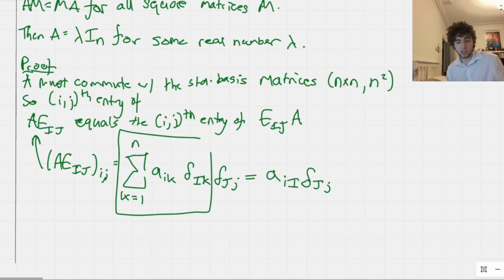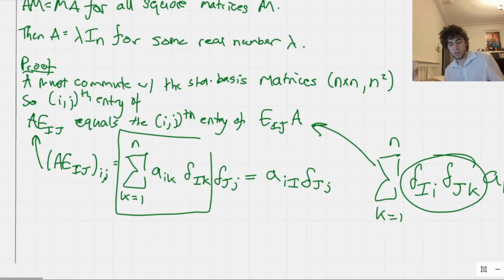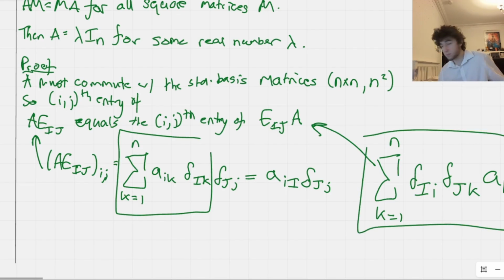Similarly, we can calculate the ijth component of the opposite multiplication, the flip. The ijth component is given by this sum again, from k equal to 1 to n, this time the other way around: delta_ii delta_jk, and then a_kj. Because this time we want the ikth component of the E matrix and the kjth component of the A matrix. And then by definition of matrix multiplication, you scale them.